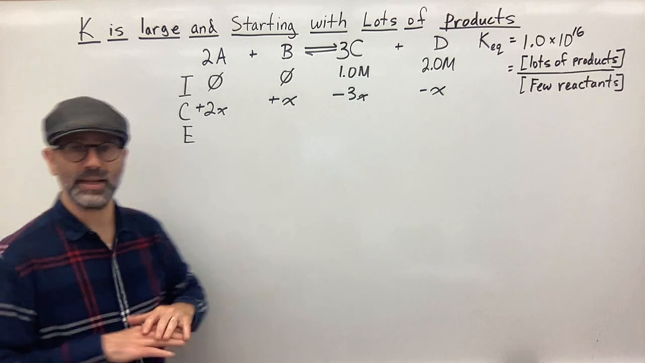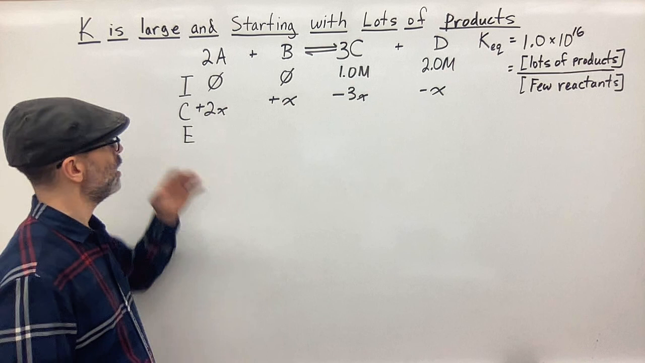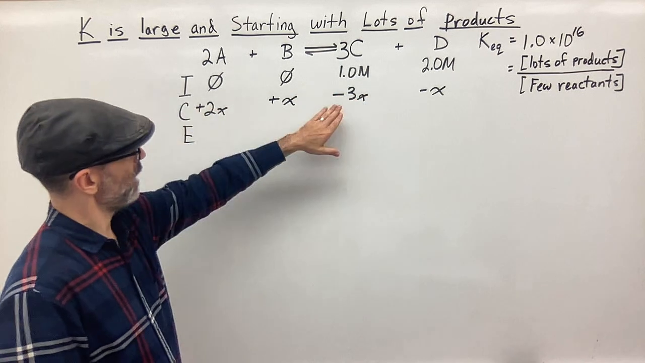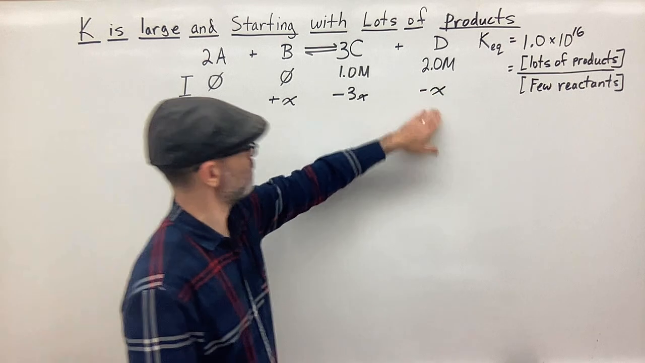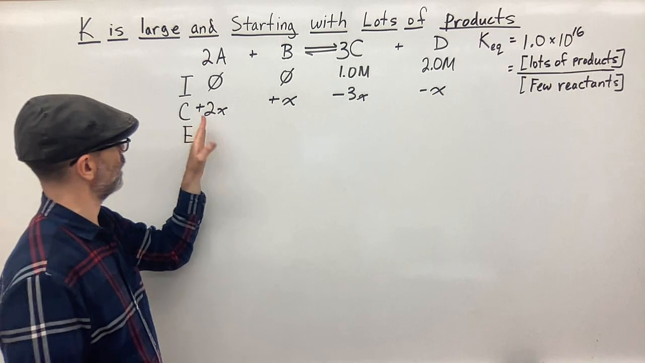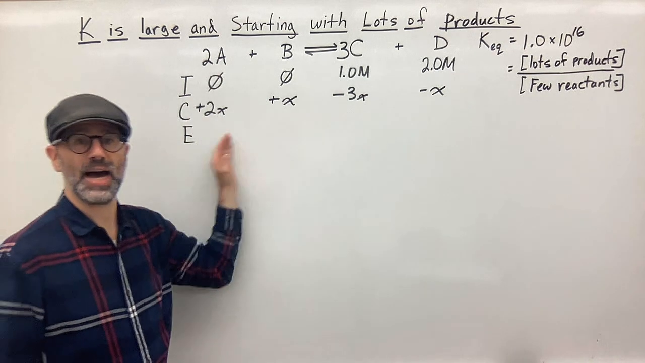All right, so now that I got that public service announcement out of the way, let's continue with this problem. So I figured out the change. I know it's shifting this way. I know I'm going to lose a 3x amount on this side. I'm going to lose an x amount on this side. I'm going to gain an x amount on this side, and I'm going to gain a 2x amount for A on this side. So now I've got the changes.